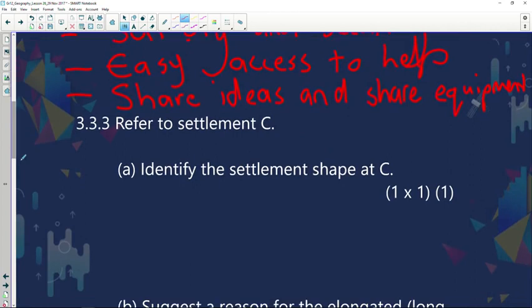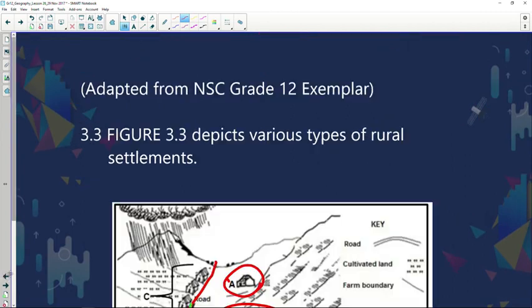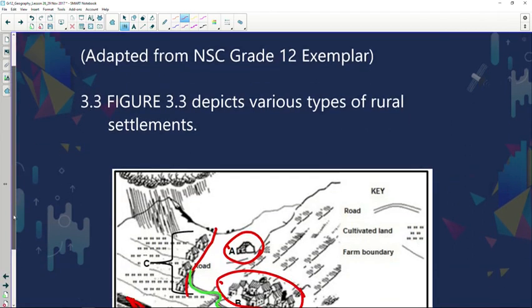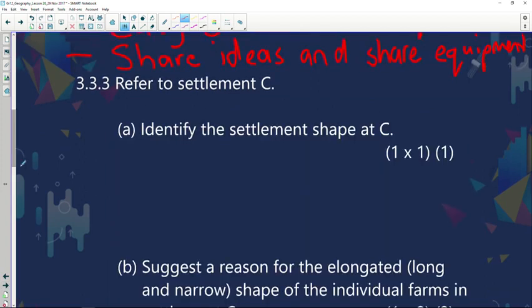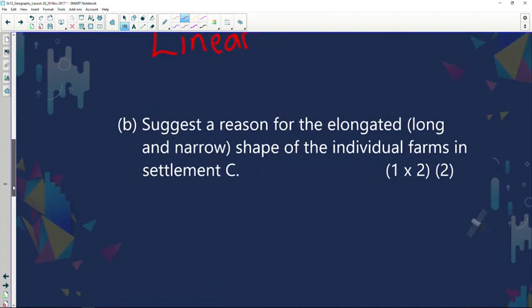Refer to settlement C. Identify the settlement shape at C. But let's go and identify settlement C. Okay, as you can see, there's settlement C. If you look at the settlement, it's in a linear shape because they are situated next to one another. So that answers our first question. Let's quickly go and have a look at our first question. Identify the settlement shape. It's a linear shape. Okay, we already established that when we looked at the figure the first time.